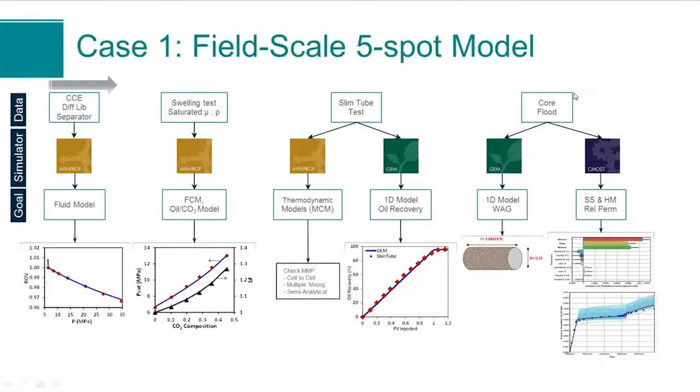Sometimes you have the core flood tests. For this case, I had the core flood test for the WAG process. So what I did, I created a 1D model in GEM and I simulated the WAG processes in the core flood test. Then I used CMOST to run the sensitivity study and history matching to match the core flood test results. And I came up with the relative permeability curves for the reservoir.